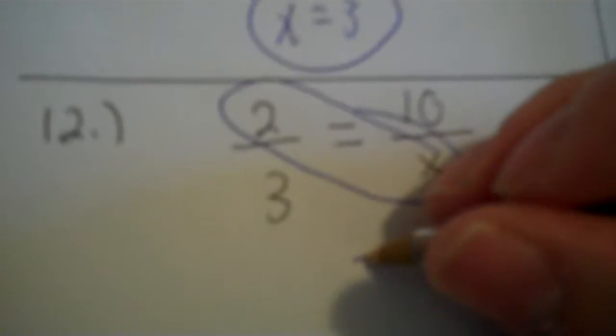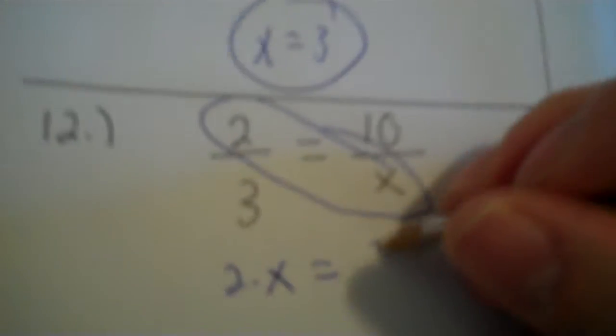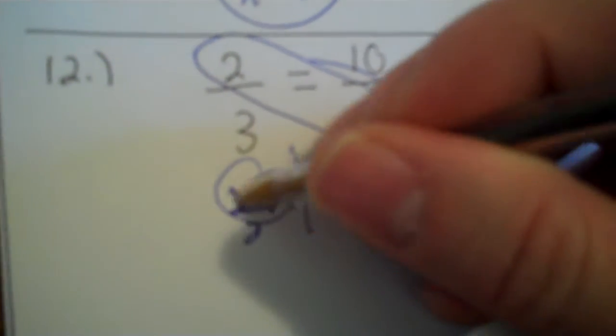Okay, number 2, same thing. Go to your x first, and that's going to be 2 times x, okay? And then 10 times 3 or 3 times 10, doesn't matter, okay? So 2 times x, we can't figure that out, so that stays the same. But 10 times 3 is 30, okay? So you divide each side by 2, and 30 divided by 2 is 15, okay?